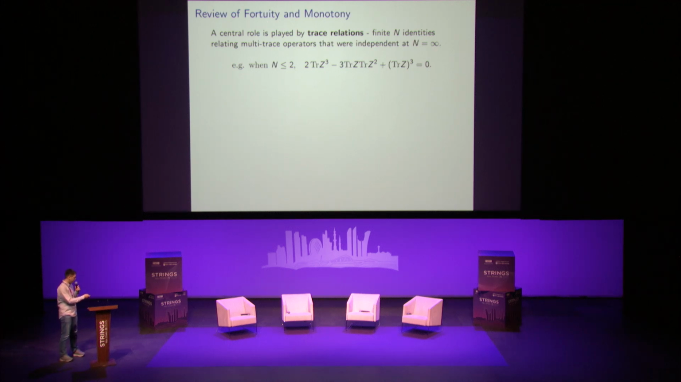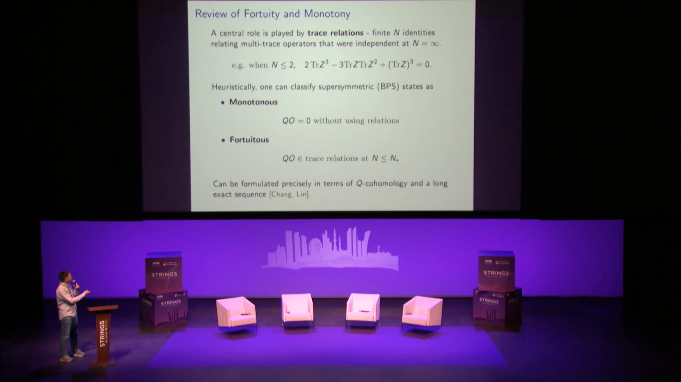Here, I'm just showing you a simple example of a trace relation when N is smaller or equal to 2. Now, with these trace relations, heuristically, one can classify the supersymmetric states in the theory by how they are annihilated by the supercharge Q. For example, the monotonous states are defined as those states or operators that are directly annihilated by Q without using any trace relations. On the other hand, the fortuitous operators are those that when you act the supercharge Q on them, you get an expression that is not manifestly zero, but becomes zero when N becomes small enough, smaller or equal to some critical value that I denote by N star, due to these finite N relations.